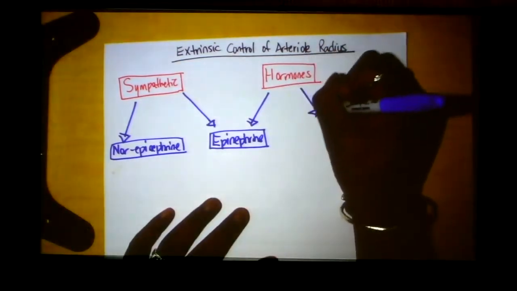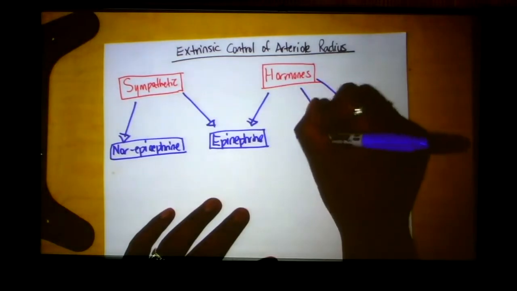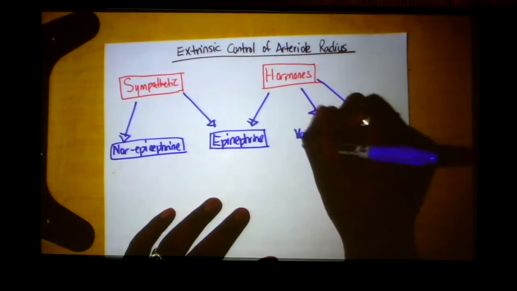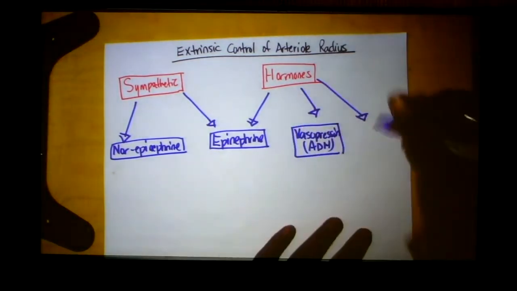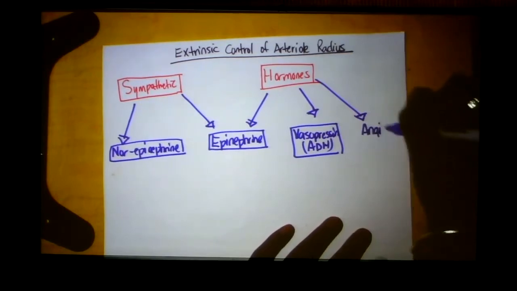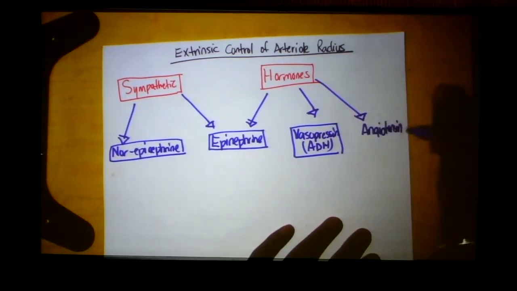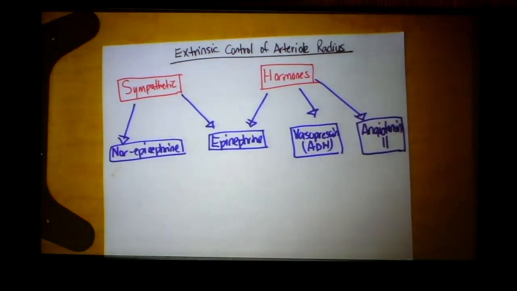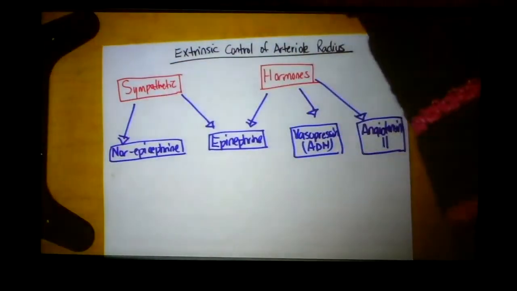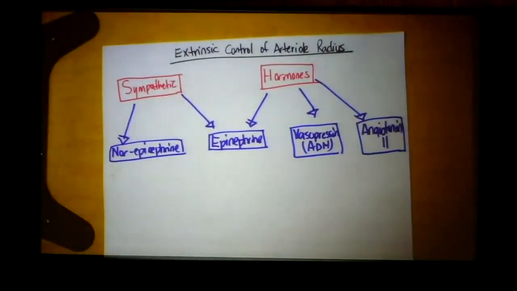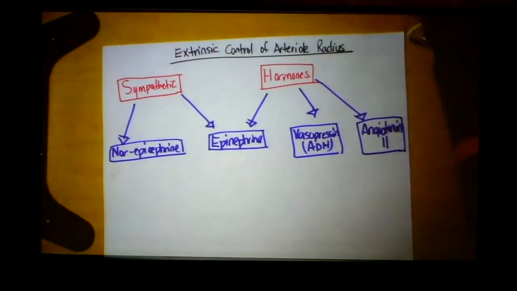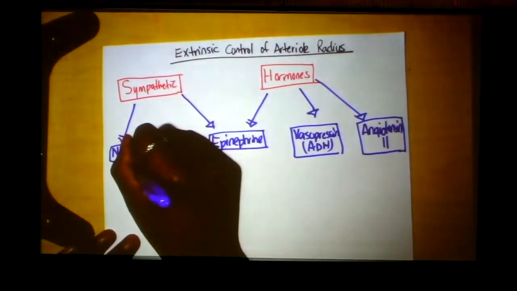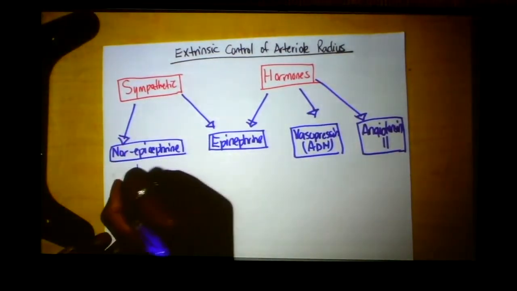And then we have two other hormones that we'll talk about: vasopressin, also called ADH, and angiotensin II. Now we know norepinephrine binds to receptors that are present on most of our arteries, our arterioles. And this is alpha receptors. So this binds to alpha adrenergic receptors.